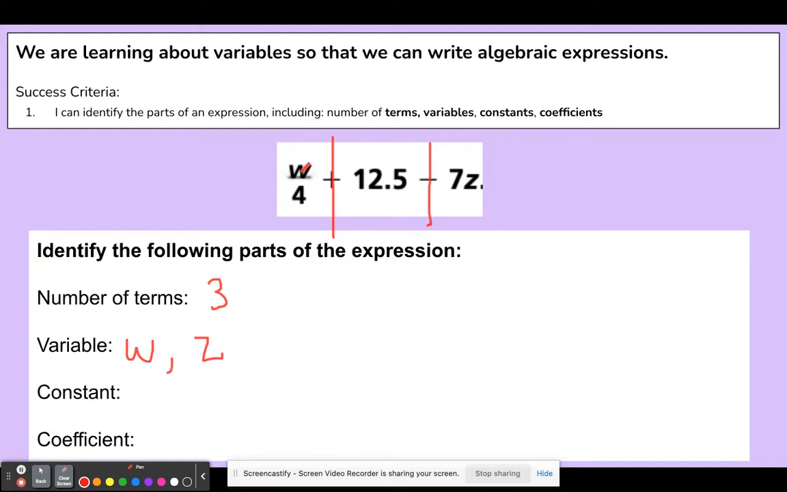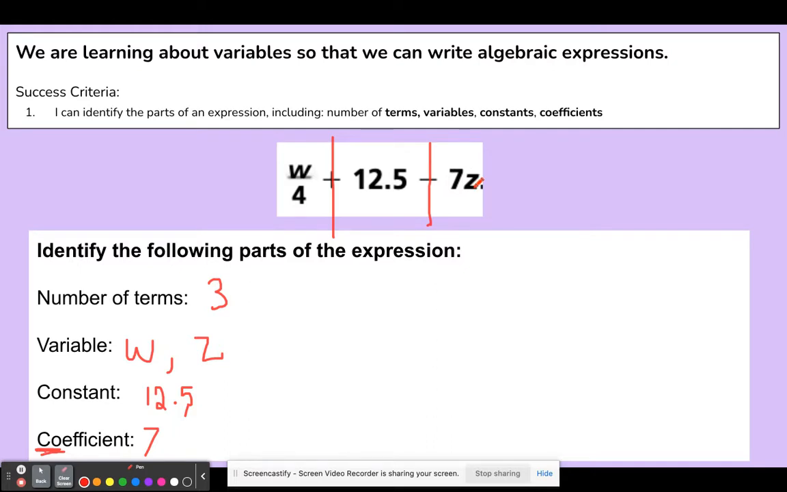Constant. We need to find a number all by itself. The only number all by itself is 12.5. It's not being messed with, okay? It doesn't have any letters with it. Coefficient. Co means it's with the letter, but it has to be in front of the letter. So when I go through this, 4 is not in front of it. The coefficient is 7. That basically means I have 7 Z's.